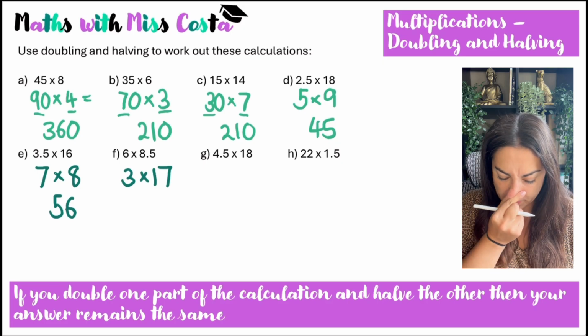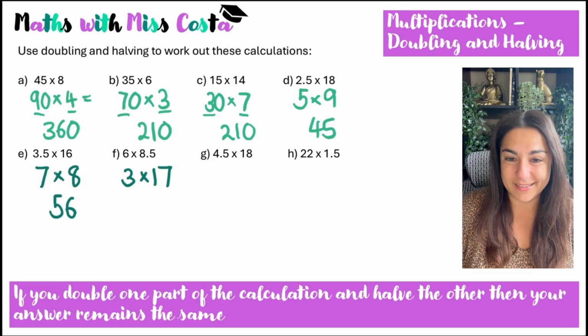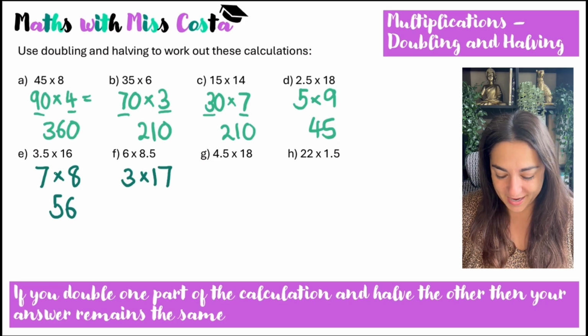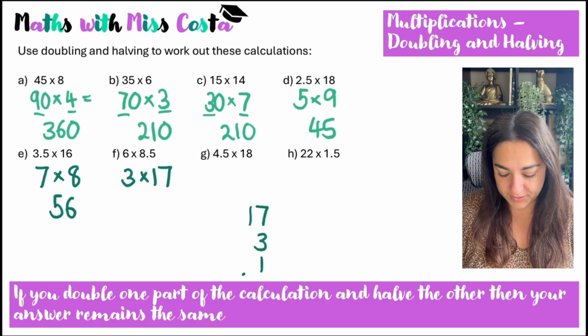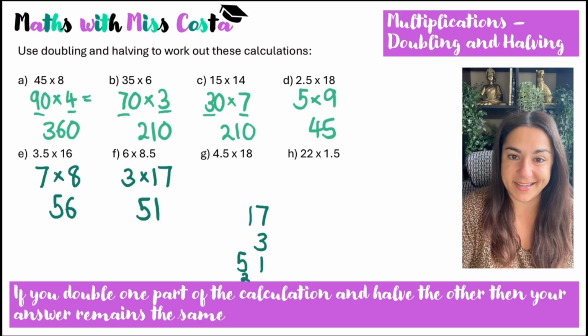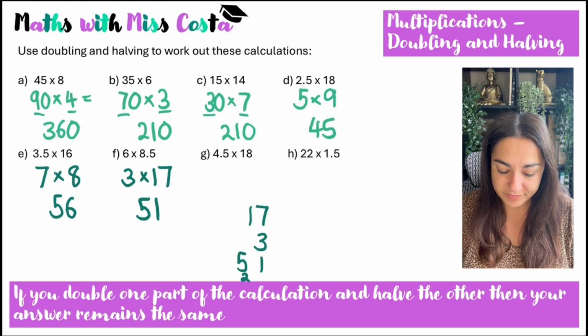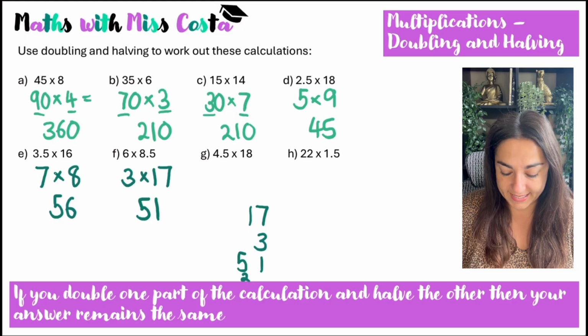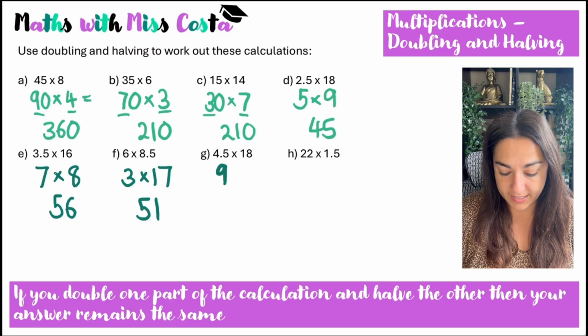17, which is not super easy, so we might want to use multiplication. So I do 3 times 7, which is 21, 3 times 1, which is 3, and I add the 2, so that would become 51, but it's still easier than doing 6 times 8.5. Then I've got 4.5 times 18, so I'm going to want to double the 4.5, that would become 9, and halve the 18, which becomes 9, so that becomes 81.